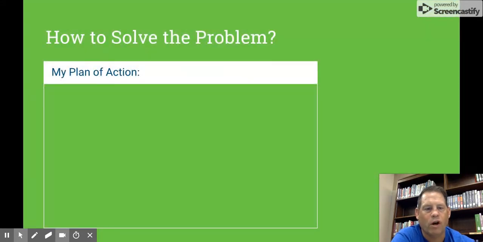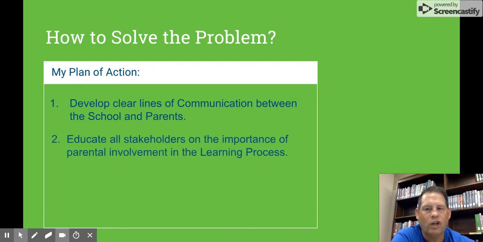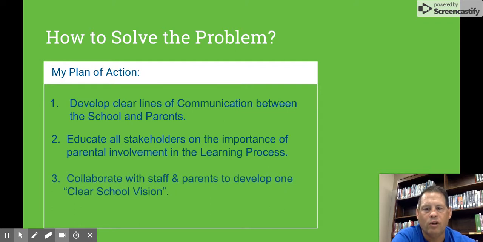How to solve this problem? My plan of action is a 3-part process. The first part is to develop clear lines of communication between the school and the parents. Number 2, to educate all stakeholders, teachers, and parents on the importance of parental involvement in the learning process. And number 3, to collaborate with staff and parents to develop one clear school vision.